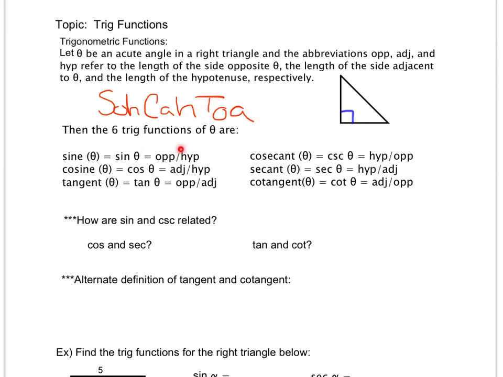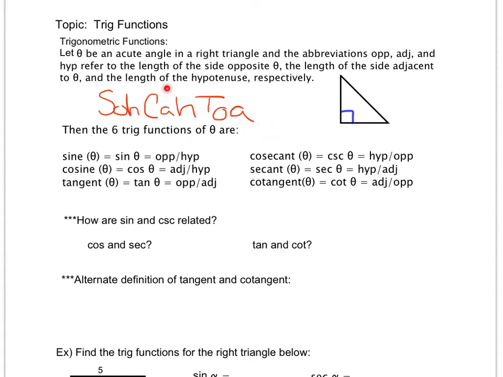So I have them listed down here, the name spelled out, sine, as well as its abbreviation. Same thing with cosine, tangent. And then we also have cosecant, secant, and cotangent. So sine is opposite over hypotenuse. Cosecant is hypotenuse over opposite. Cosine is adjacent over hypotenuse. Secant's going to be hypotenuse over adjacent. Tangent is opposite over adjacent. Cotangent is going to be adjacent over opposite.